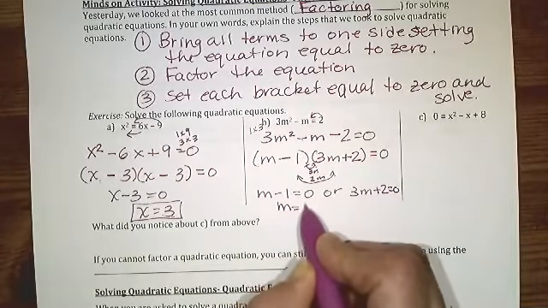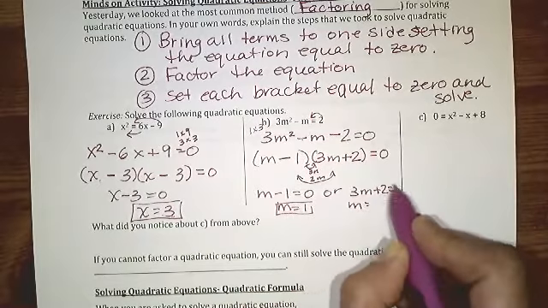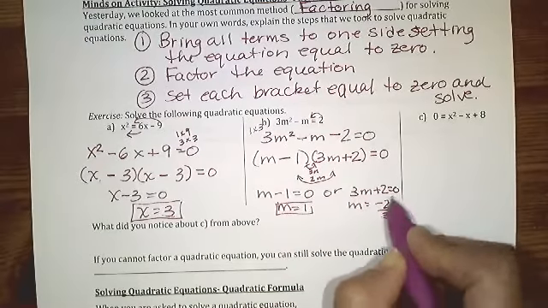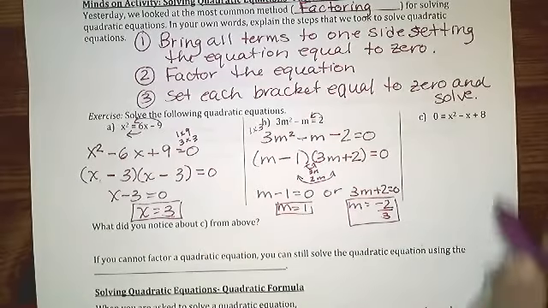So m is equal to 1. Or m is equal to, we'll bring the 2 over for a negative, and then we're going to divide by 3. So a negative 2/3.